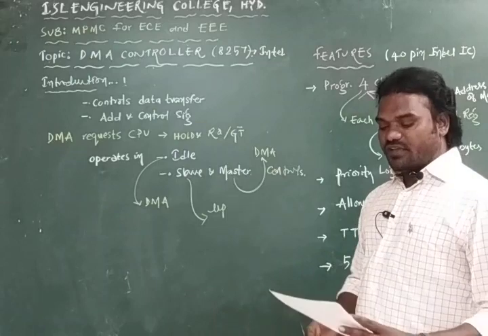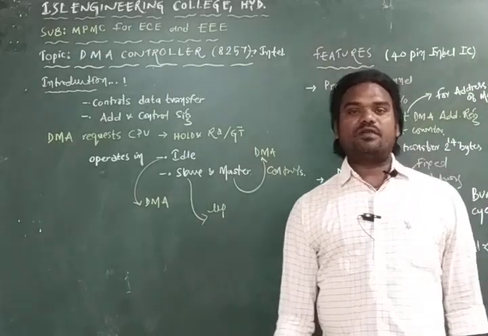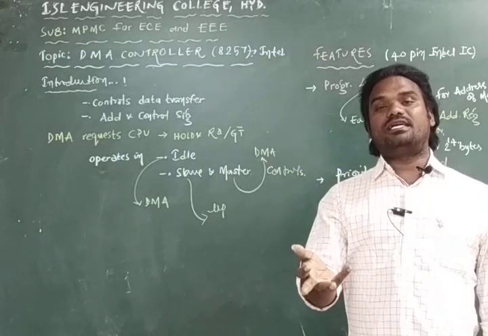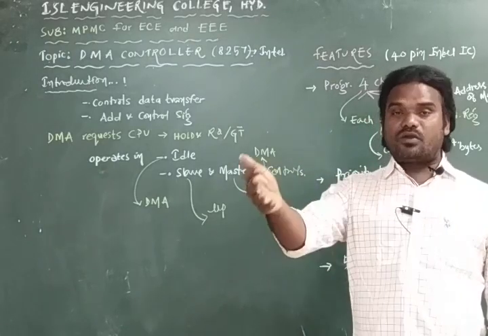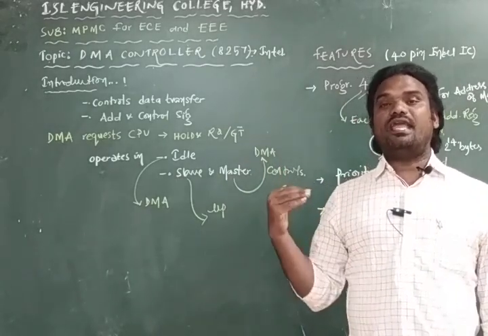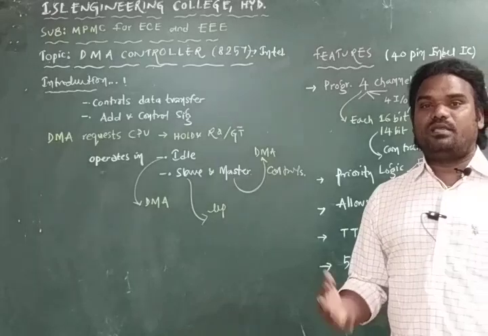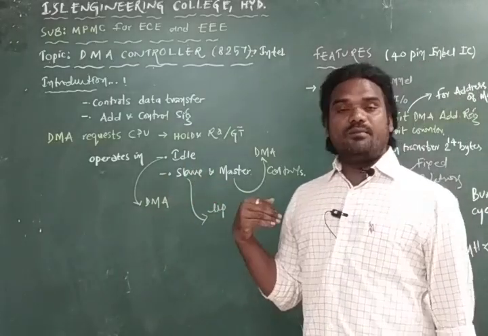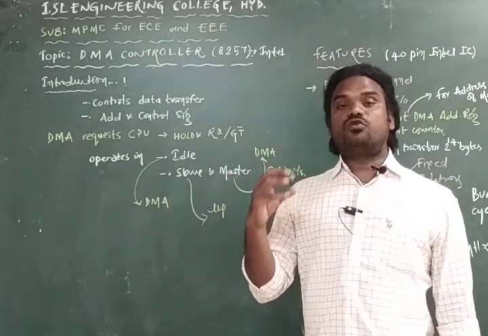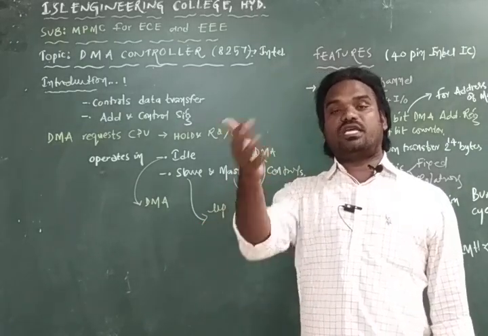In case of slave state, the microprocessor initializes the DMA controller. That means in the slave state the processor is going to initialize the DMA controller, such that the DMA controller is going to make use of the system bus of the 8086 microprocessor or 8085 microprocessor. In case of idle state, the DMA controller cannot be used by the processor. In case of slave state, the microprocessor is going to initialize the DMA controller, such that the DMA controller is going to take the system bus.